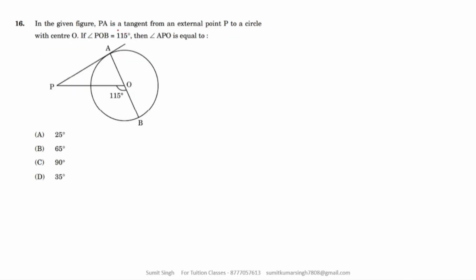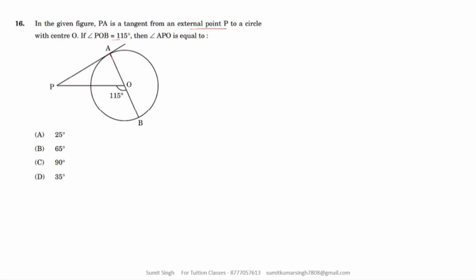In this question, we have PA as a tangent from the external point P, that is this point. P is the external point here, and we have the value of angle POB, that is 115 degrees. We just need to find the value of angle APO, means this angle we just need to find.